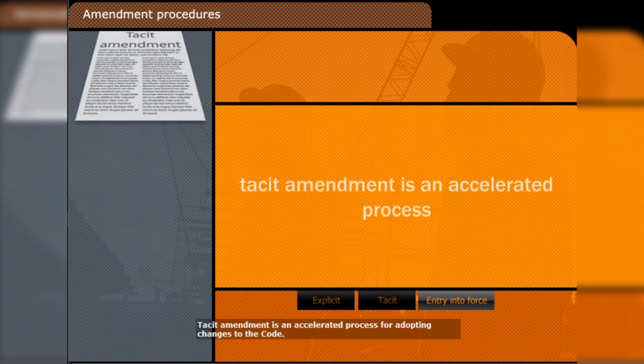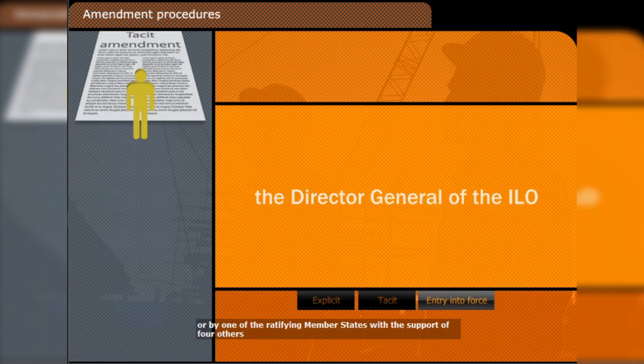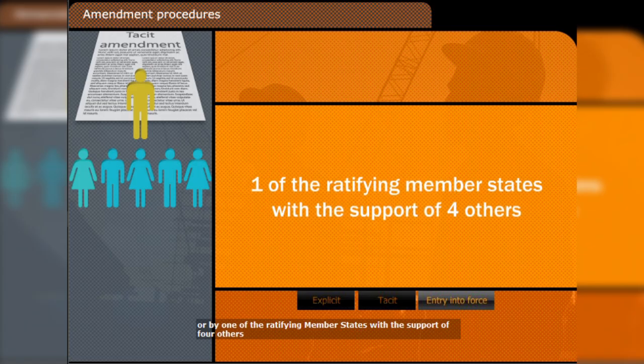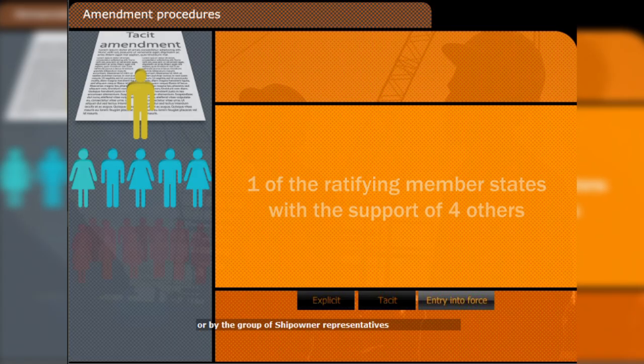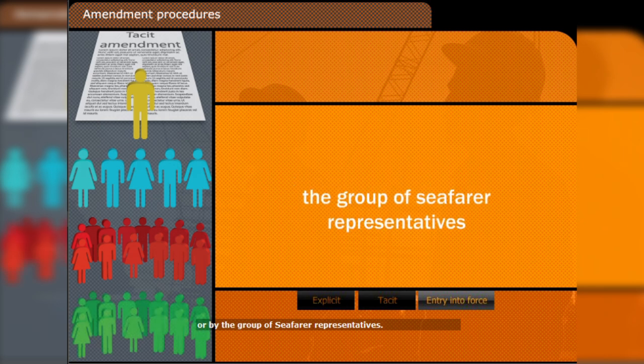Tacit amendment is an accelerated process for adopting changes to the code. An amendment to the code may be proposed by either the Director General of the ILO or by one of the ratifying member states with the support of 4 others, or by the group of shipowner representatives, or by the group of seafarer representatives.